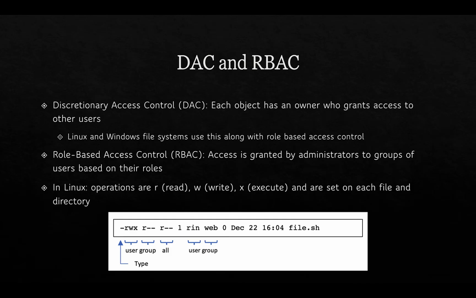So in Linux, and Macs for example, the permissions are set in 3 groups. So the permissions for users, for the group, and for everybody else. So the user RIN has read, write, and execute access, and the group web has read access but nothing else, and everybody else outside of those groups or user has read access as well.